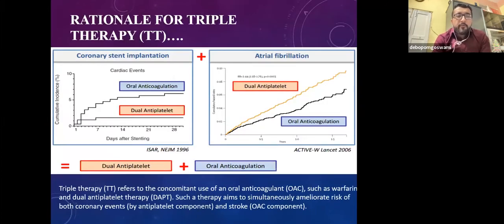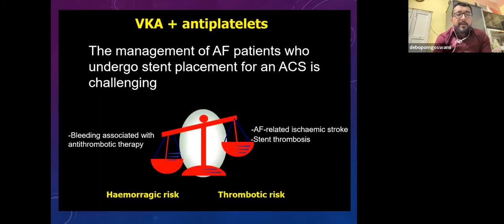Now, what is the rationale for triple therapy? As already discussed, triple therapy refers to the concomitant use of an oral anticoagulant such as warfarin and dual antiplatelet therapy. Such a therapy aims to simultaneously ameliorate the risk of both coronary events by the antiplatelet component and stroke by the oral anticoagulation component. Next. The management of atrial fibrillation patients who undergo stent placement for an ACS is challenging because we have to balance between the hemorrhagic risk and the thrombotic risk. Next slide.